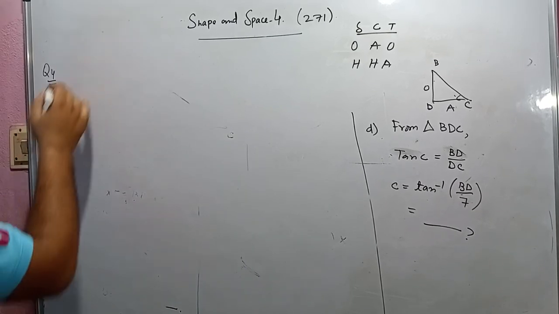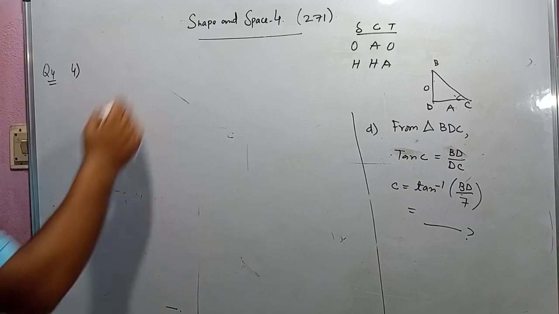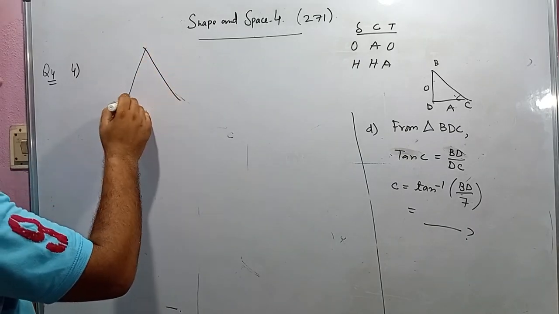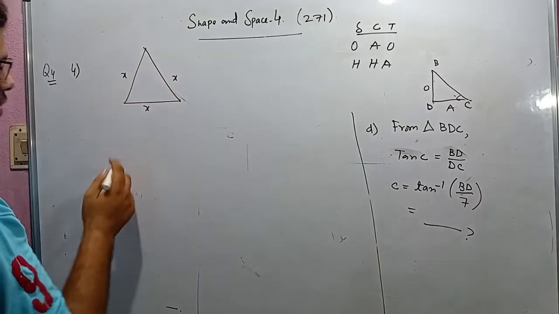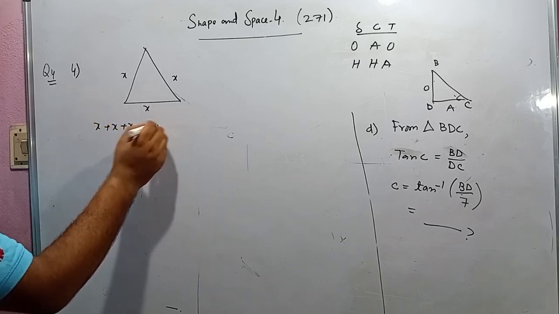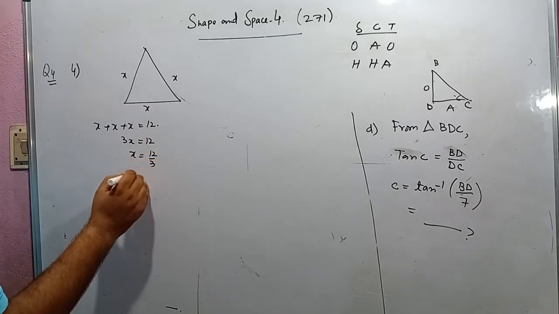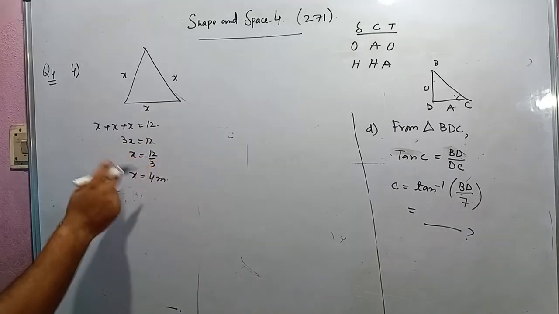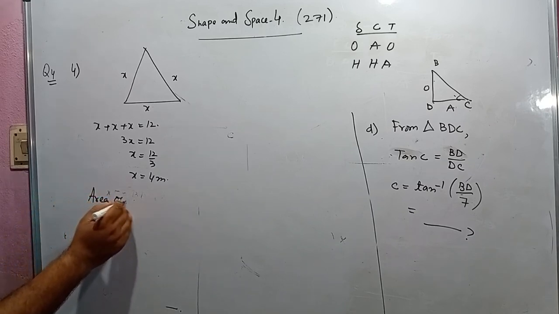Now the question number 4 is find the area of an equilateral triangle of perimeter 12 meter. So it's an equilateral triangle. For example, it will be x meter, x meter, x meter. So I can say x plus x plus x is equal to 12. So 3x is equal to 12. That means x is equal to 12 by 3. So x is equal to 4 meter. So one side is what? 4 meter.